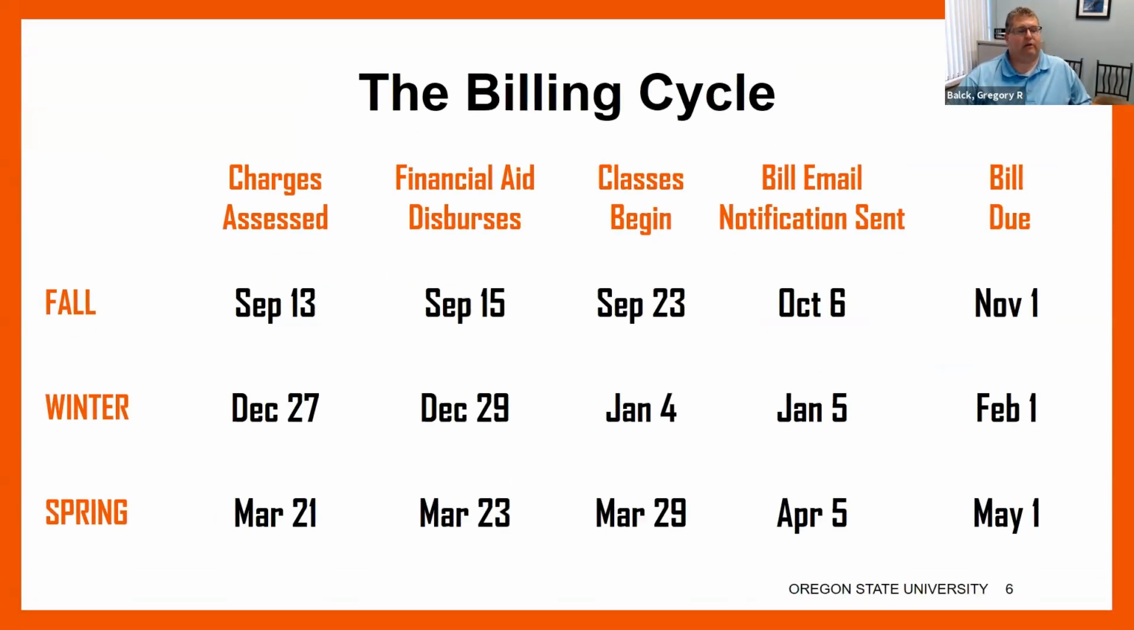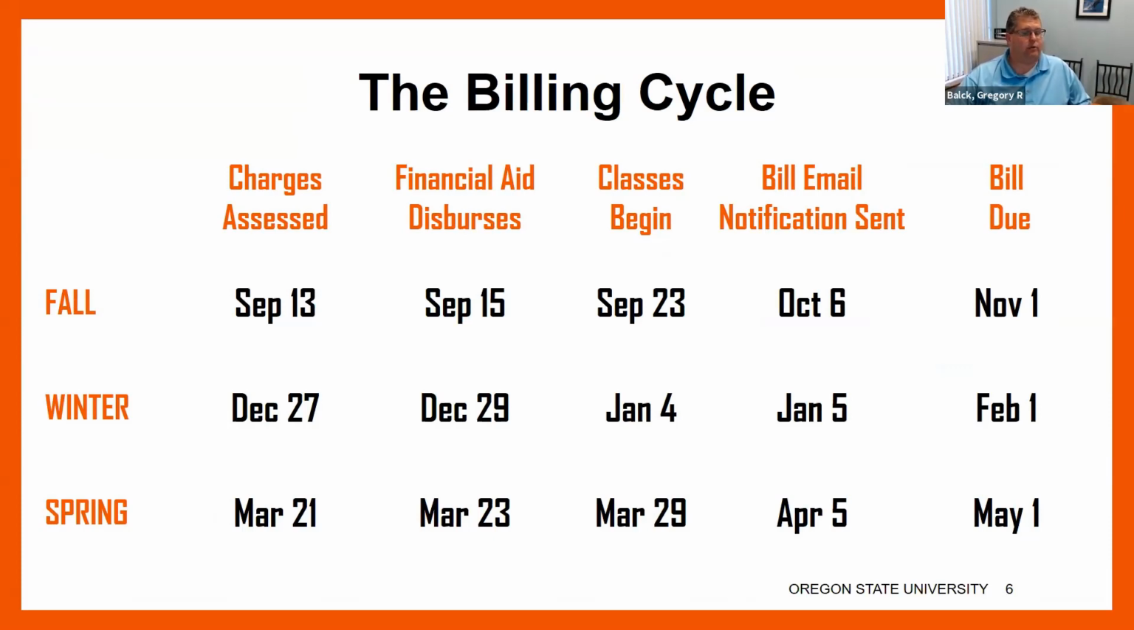Here's a copy of what the billing cycle looks like for the entire year. We will assess tuition in September for fall term. Financial aid will disperse very closely after that. Classes will begin on September the 23rd. We will send the bill on October the 6th. It'll be due by the 1st of November.